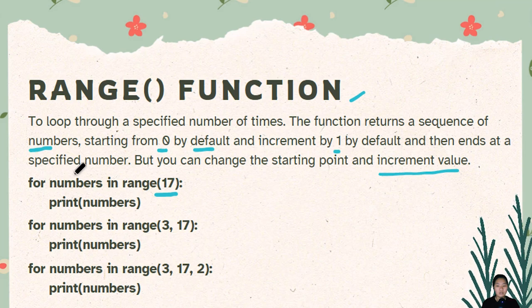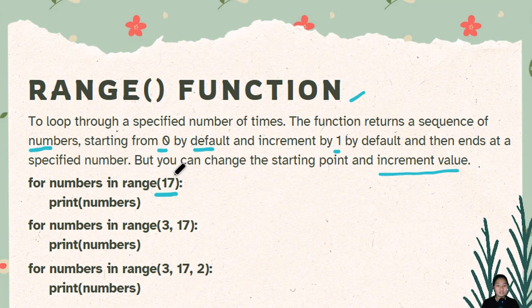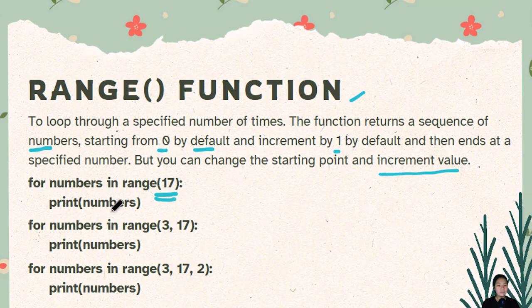We have for numbers in range 17. 17 is where we want to end. Print numbers. Now, this will start at 0, okay? Increments by 1, and then stops at 17.